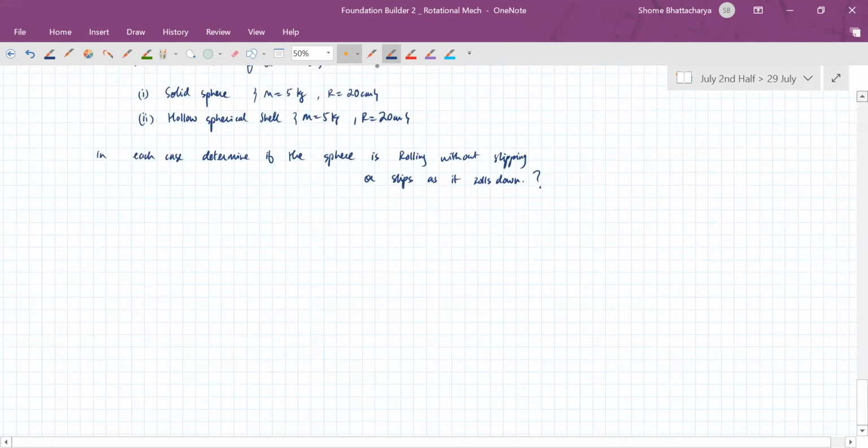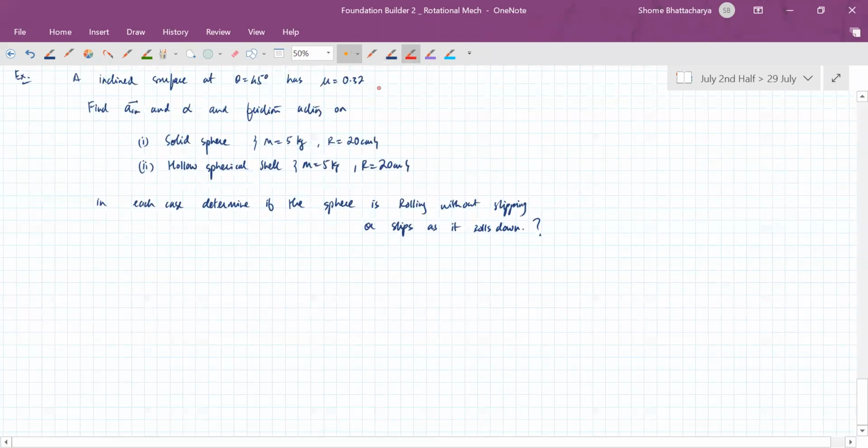Okay, so let's understand. For the solid sphere, the moment of inertia is 2 by 5 mr square, so beta's value is 2 by 5. First of all, for the no slipping condition, mu should be greater than or equal to beta upon 1 plus beta into tan theta.